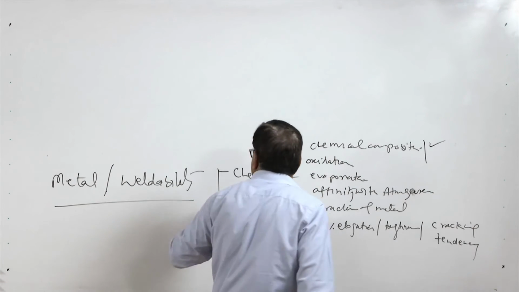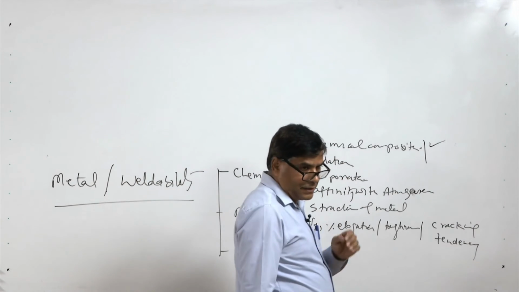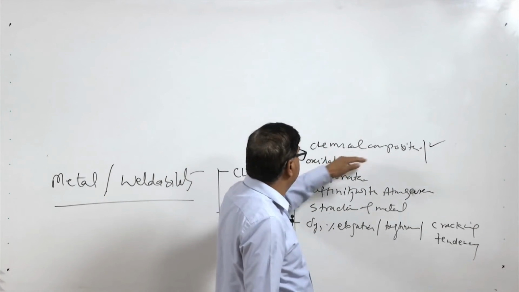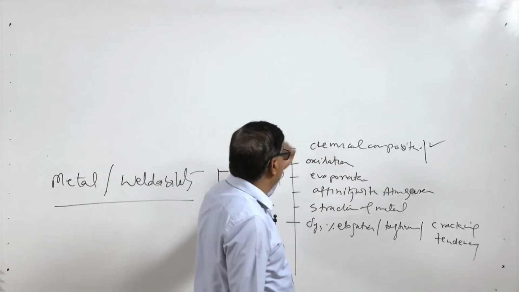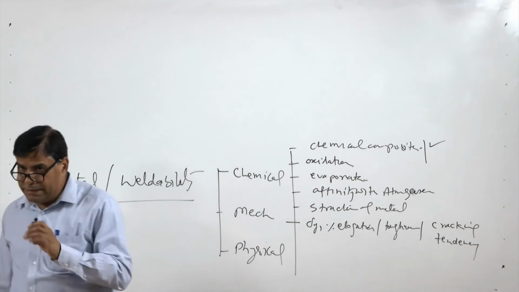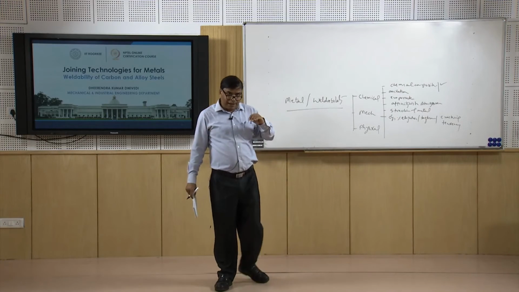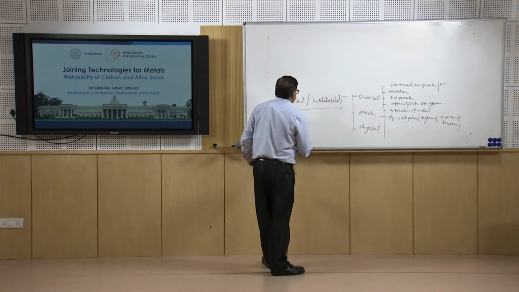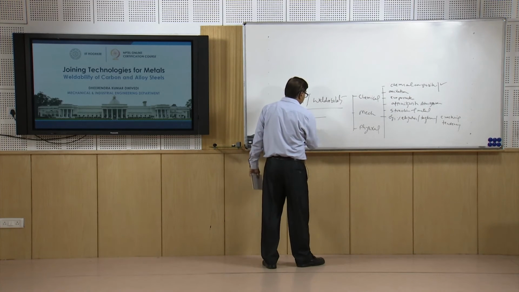Oxidation: during welding, the metal systems are normally heated to a high temperature. If they have a tendency to get oxidized, then you will see that the weldability is poor. If the constituents in the metal evaporate in the course of welding due to the high temperature, then it will lead to a difference in the chemical composition of the weld metal after the welding.